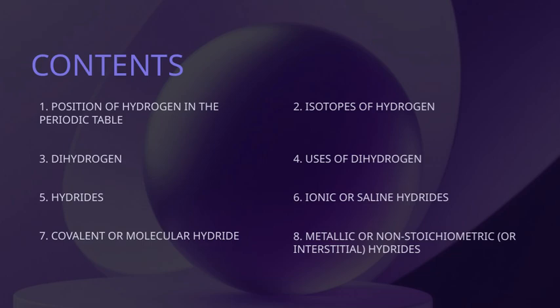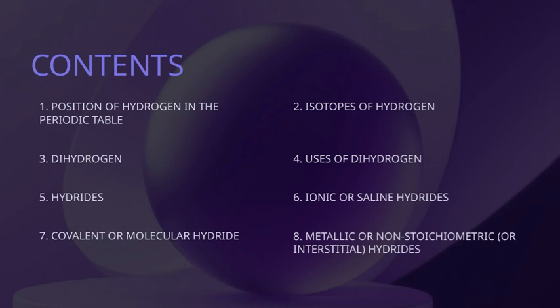Now, let's consider the isotopes of hydrogen. Besides the most common isotope, protium, there are deuterium and tritium. These isotopes have different nuclear properties, which are important in fields like nuclear chemistry and fusion research.